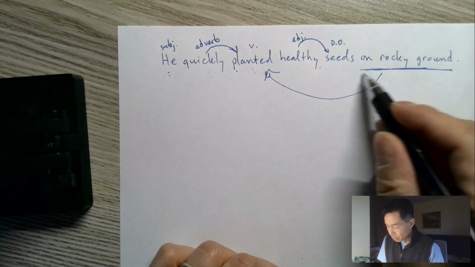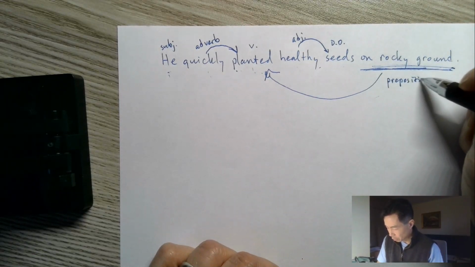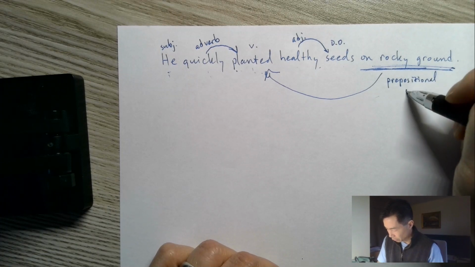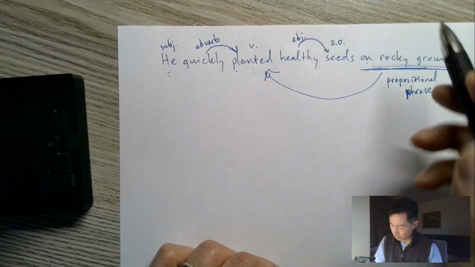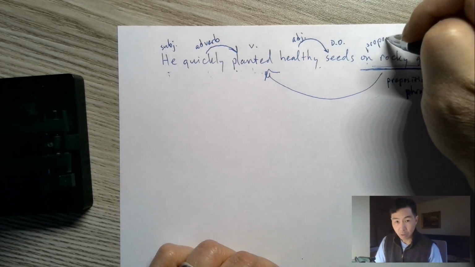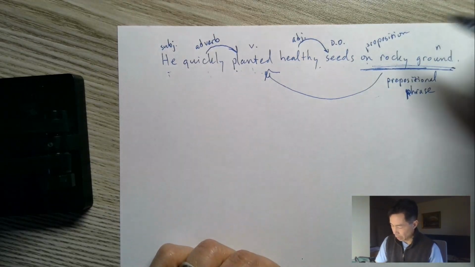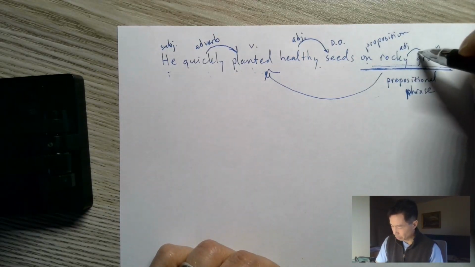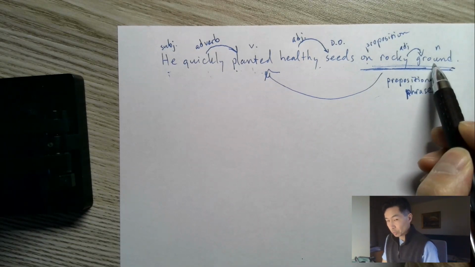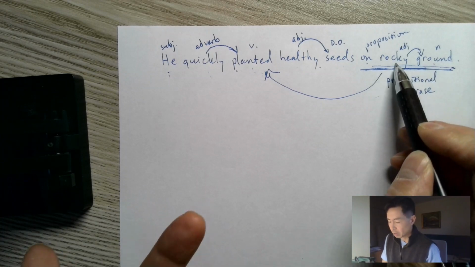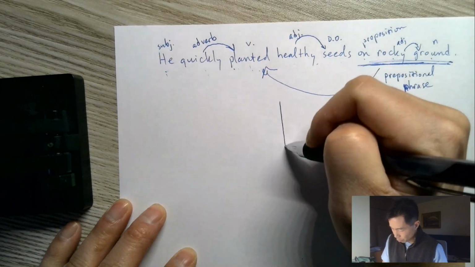Now in this group of words, which is called a prepositional phrase, we have the word on, which is a preposition. And then we've got our noun and our adjective, rocky, which modifies ground. So you can probably tell once we diagram the word ground where the word rocky is going to go. Okay, so let's start off with our basic stuff.